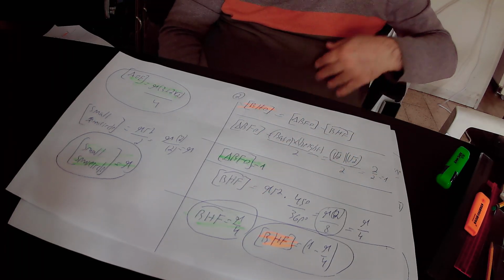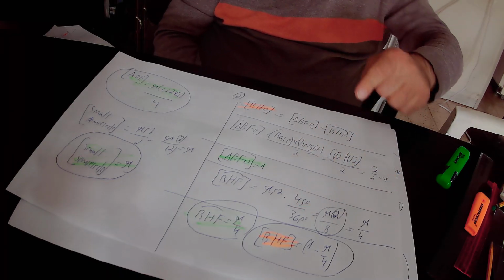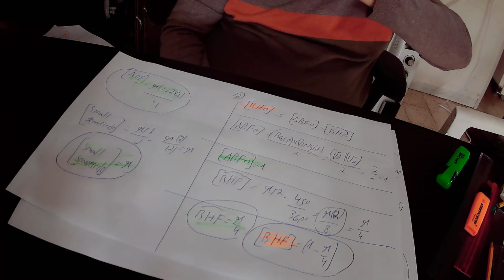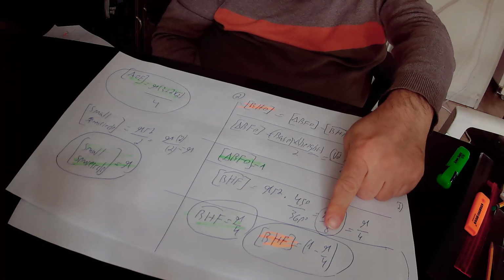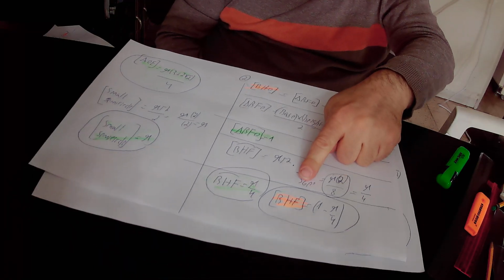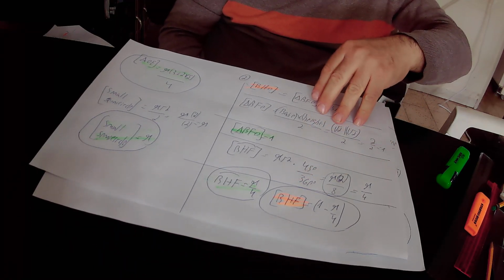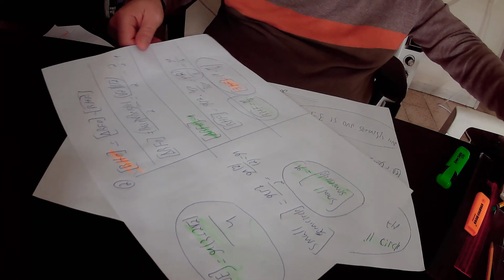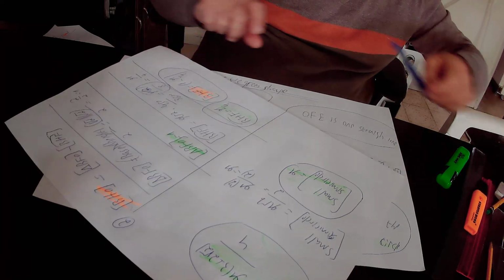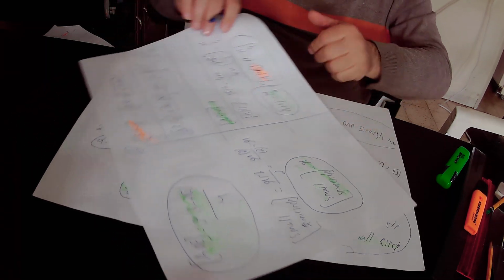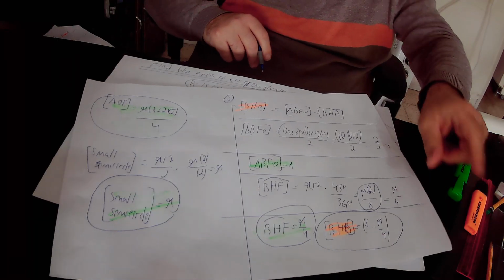And in total, the area of the orange shape equals the area of the right triangle BFO, that is 1, minus the area of the small sector BHF, that is pi over 4. So the area of the orange shape BHO is equal to 1 minus pi over 4 square units.